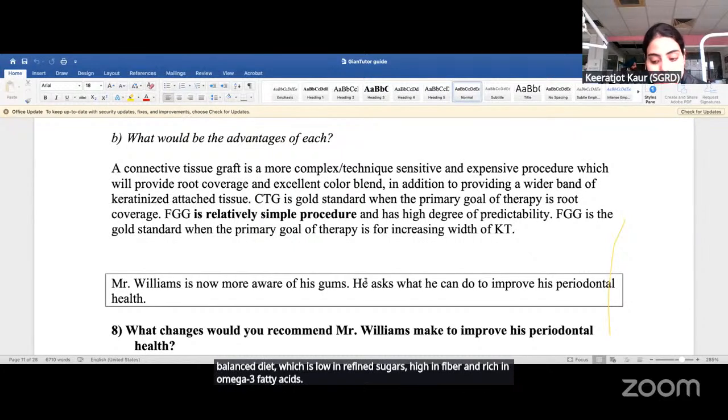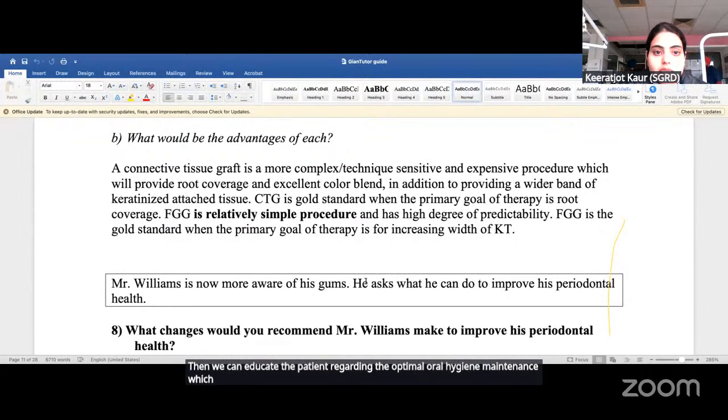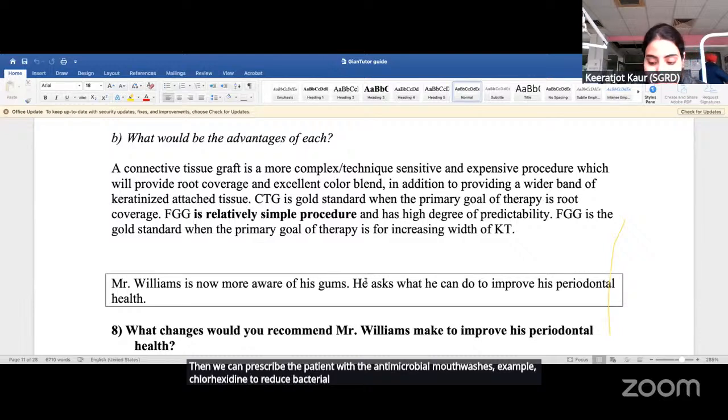Then we can educate the patient regarding optimal oral hygiene maintenance, which plays an important role in maintaining periodontal health, especially the health of the periodontal tissues. Then we can prescribe the patient antimicrobial mouthwashes, for example chlorhexidine, to reduce bacterial load. And we can educate the patient regarding lifestyle modifications, which include better use of supplements to combat infection and increase the immunity of the body, and stress management to lower systemic inflammation.